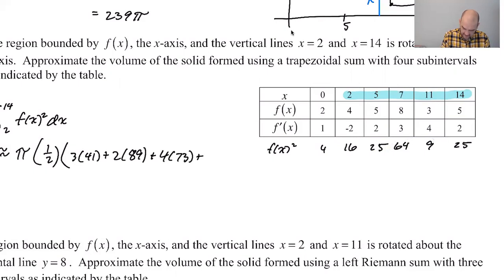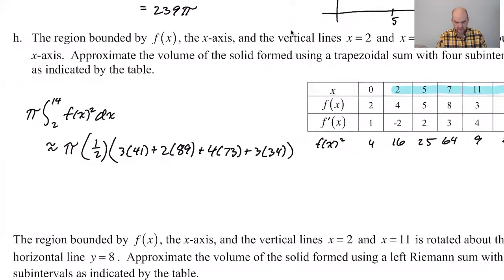I'm not going to add these up. I'm going to use a calculator. And then this is 3, and add these is 34. All right, I won't even make you watch. I'm just going to go for it, which means that I might do it wrong and then just confidently put down the wrong answer. But let's see. It's going to be pi over 2, and then 3 times 41 plus 2 times 89 plus 4 times 73 plus 3 times 34.